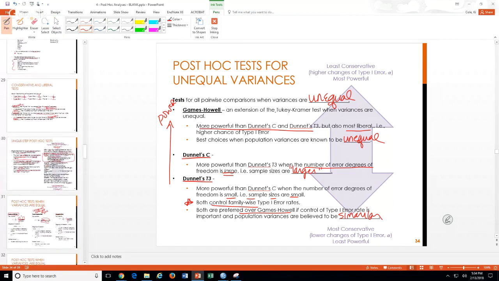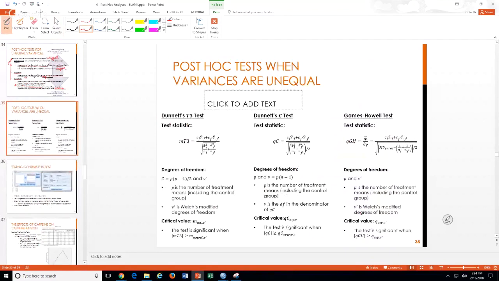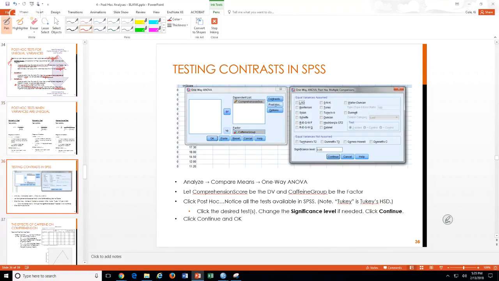So again, I give you the formula for those just to show you that the structure is not a whole lot different. In the numerator, we have a difference of means. In the denominator, we have a square root, some measure of error or variance. But there are just ever so slight modifications. So let's do one of these in SPSS. Let's specifically do a Tukey test.